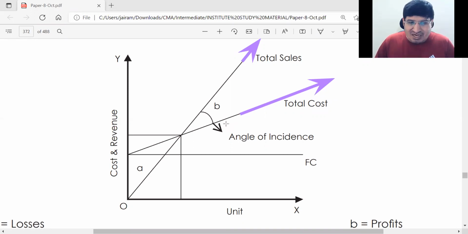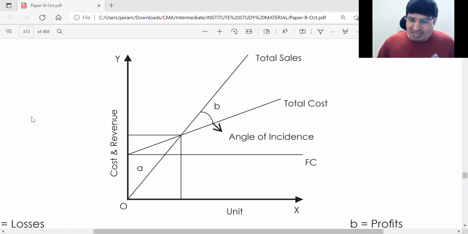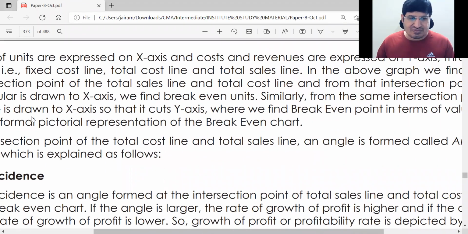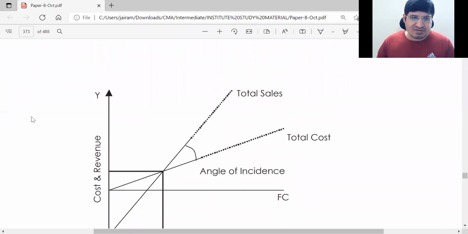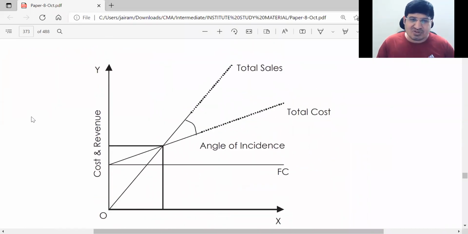Okay, understood? And this is your fixed cost line here. ये आपका fixed cost line. Okay, so these are the basic things of your break-even chart. इस तरह से it is constructed. Now, इसका ही एक दो variants I'll show you now. Okay, so now this one, if there is increase in number of units, which I already showed you, right?